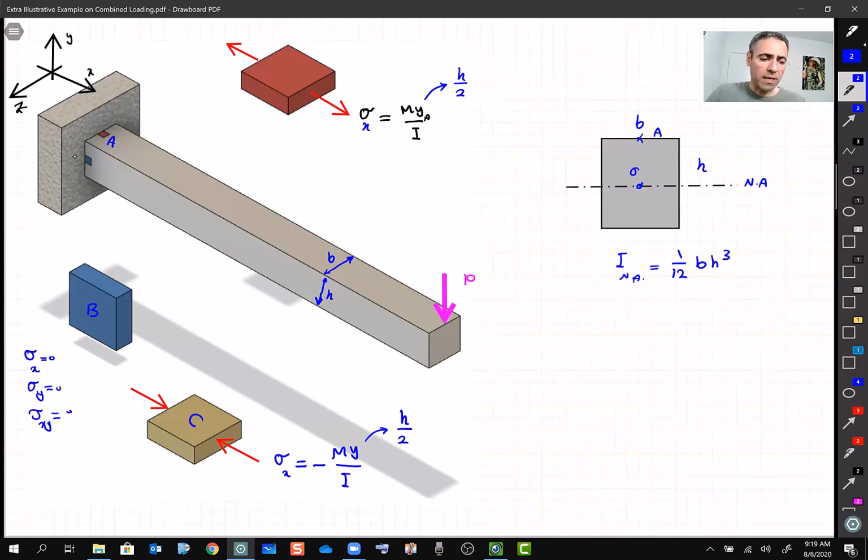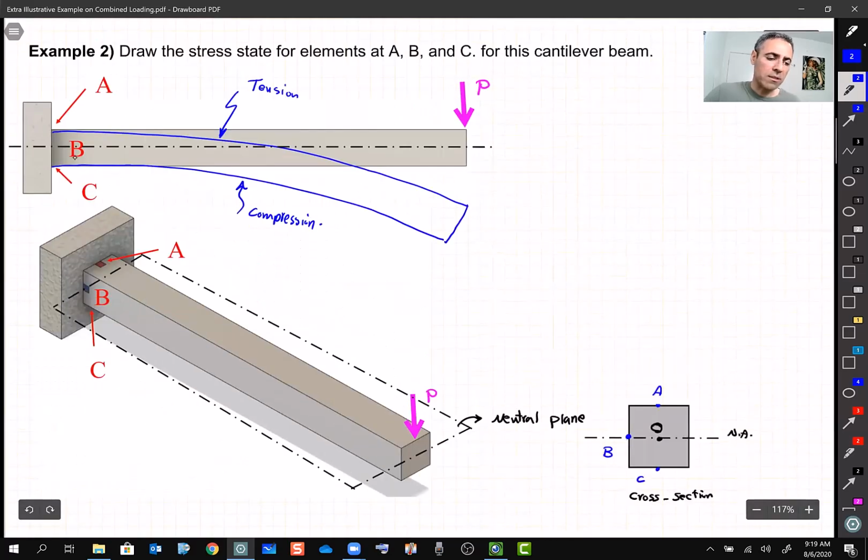So if somebody asks us to design this beam, we should probably design it for point A or for point C, all right? Not point B, because point B doesn't have any stress. So are there any questions so far, guys? Are we good? All right.